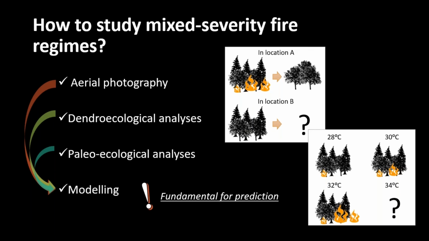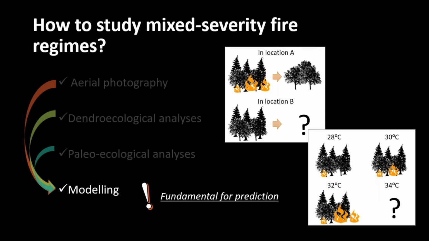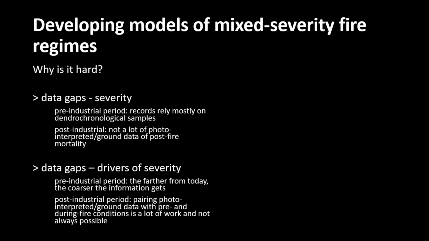But the important thing is that without models, we can't easily predict what's going to happen if we change the conditions. And this is what I'm going to talk about today mostly, is how we use these models and how we make them. That said, it's not so easy to model severity, mostly because we have a lot of data gaps. So the pre-industrial period records on severity are relatively scarce.